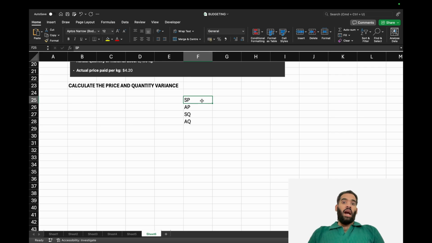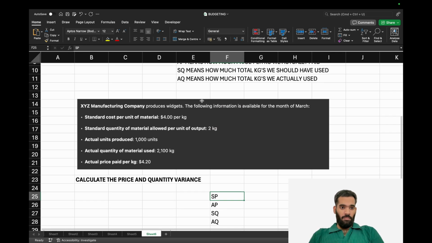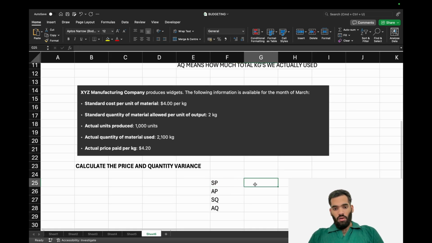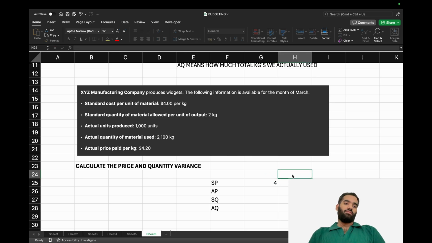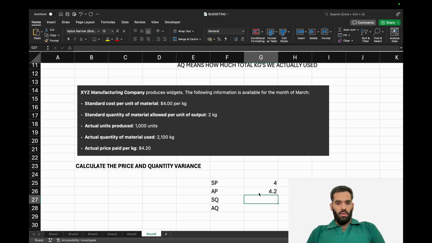SP means how much price per kilogram we should have paid. Let's see, standard cost per unit of material is $4 per kilogram. So we should have paid $4. Now AP is how much we actually paid per kilogram, $4.2. SQ is how much total kilograms we should have used.